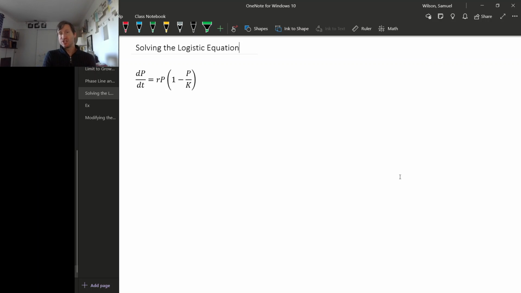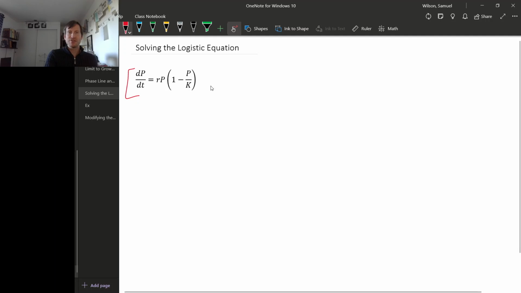We've analyzed the logistic equation using a phase line, but we can actually solve this equation exactly. So let's go ahead and do that. This differential equation is separable. Every autonomous equation is separable because t doesn't show up anywhere, so we can always separate the variables. So let's do that separation.